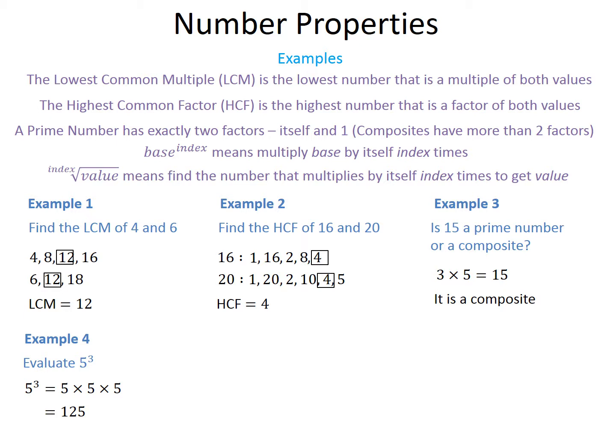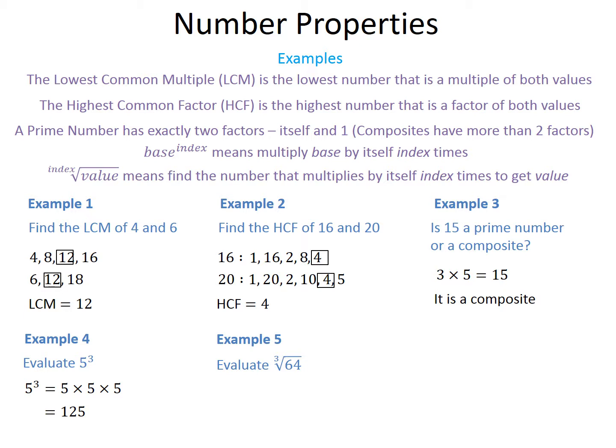In the next example, we're going to be using that little root sign here, and it's got a little 3 up the top, and so that means we're looking for a number that multiplies by itself 3 times to get 64. And so a little bit of trial and error here. We know it's not 1 times 1 times 1 because that's only 1. What about 2 times 2 times 2? If we work that out, it's 8, so that's not the answer. If we do 3 times 3 times 3, we work it all out, we get 27. That's not the answer either.